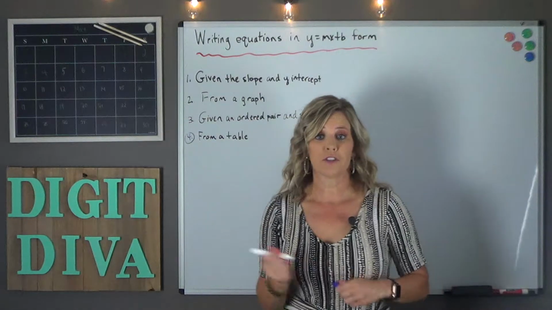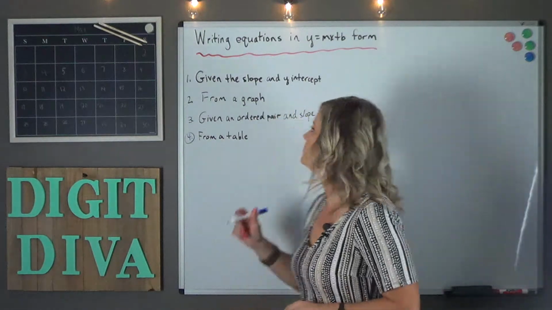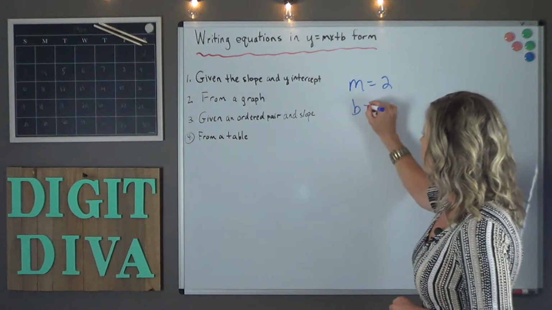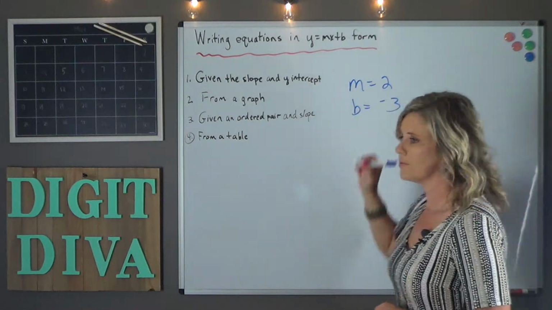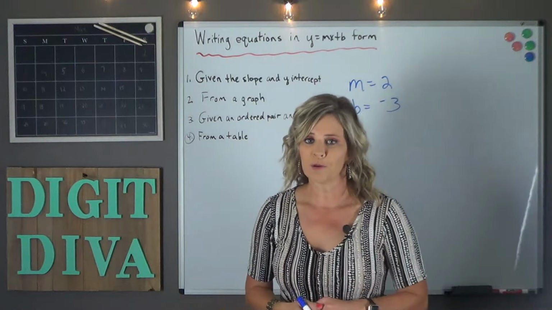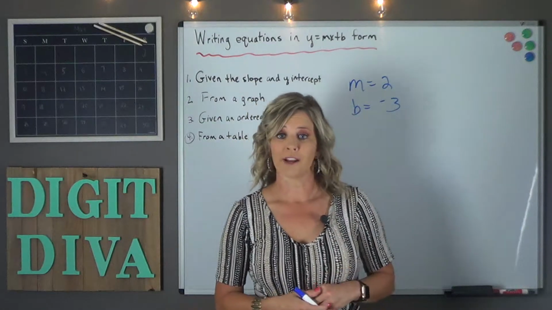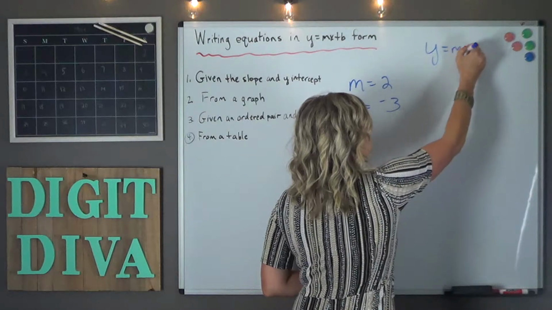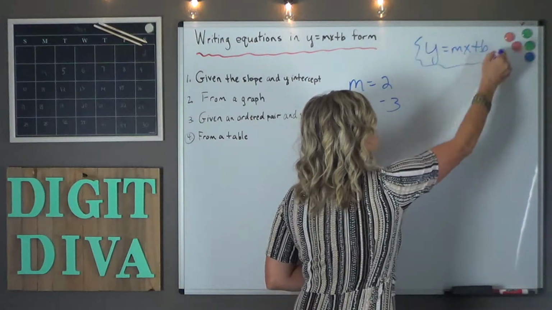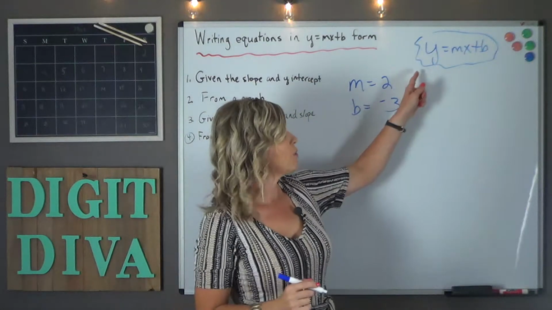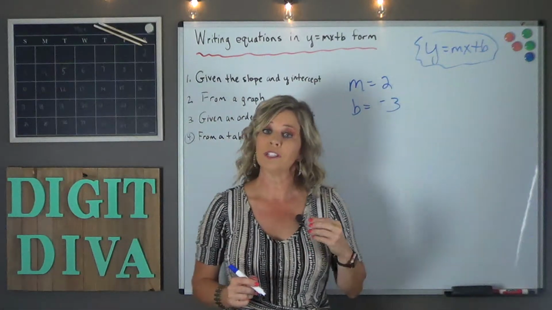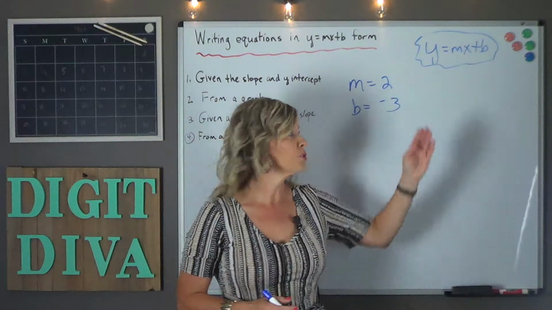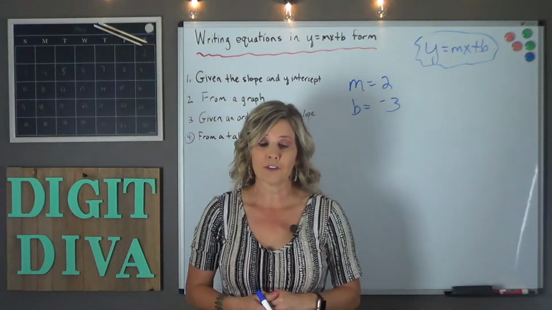If you are given the slope and the y-intercept, so let's say they tell you that the slope is equal to 2 and the b is equal to -3. So they've given us all the important parts that we need to write our equation. And just to reiterate from previous lessons, slope-intercept form is y equals mx plus b, which means the slope will be in front of your x, and then the y-intercept will just sort of tag along at the end of the equation.